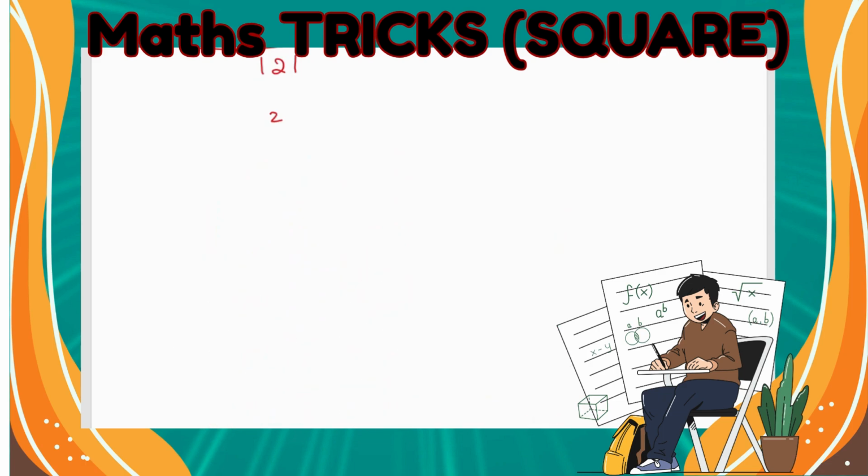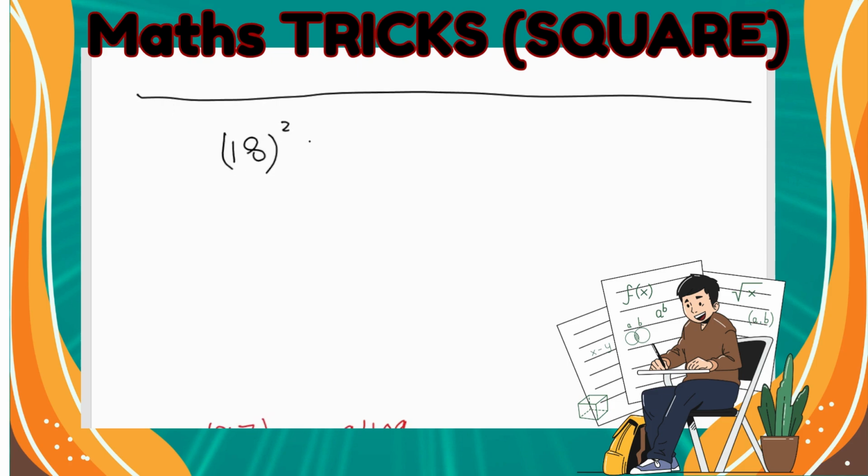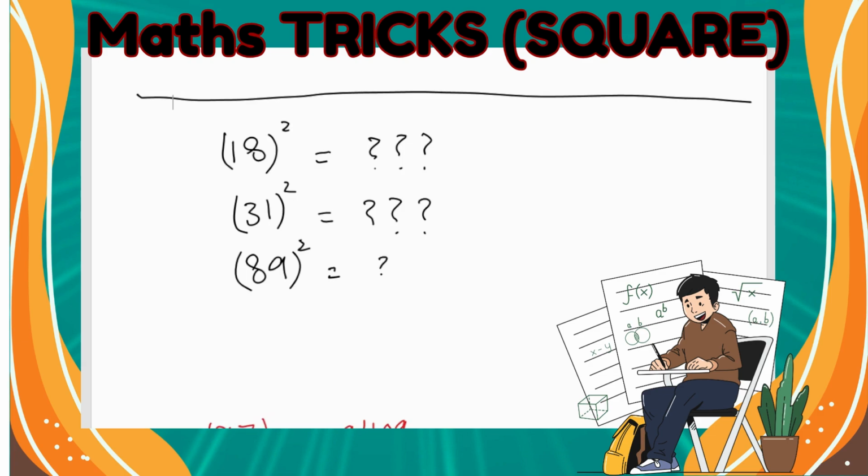Okay? Now I'm going to give you a few questions to try, and let's see how you're going to do these questions. Let me change the color so you know that you're going to try these questions. The first one, you're going to try 18 squared, and you're going to write down your answer in the comment section. And the next number, we have 31 squared. Write down your answer in the comment section using the same technique. And the next one is 89 squared. Use the same technique and write down your answer in the comment section.